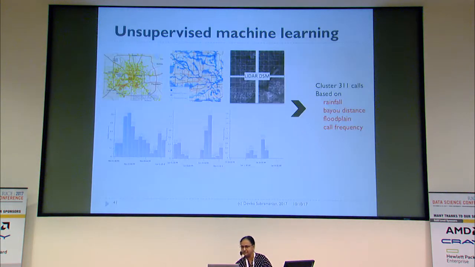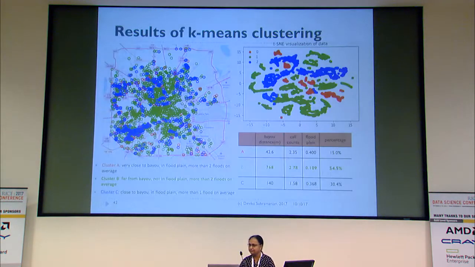So here's the picture I want you to have in mind: 311 calls, floodplain designation, LiDAR, rainfall data. Take all this information and let's cluster these calls on the basis of rainfall, bayou distance, floodplain, and call frequency. If you do that, here's what you see. You get 3 distinct clusters in Houston. In one, you're very close to a bayou, you're in the floodplain, and you have more than 2 floods on average. Well, that's the cluster I belong to, alas.